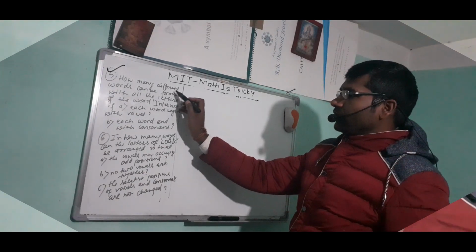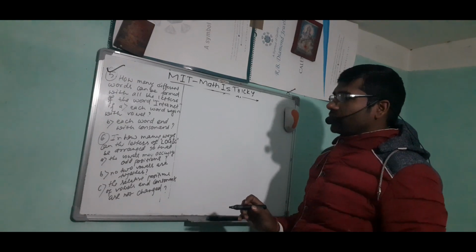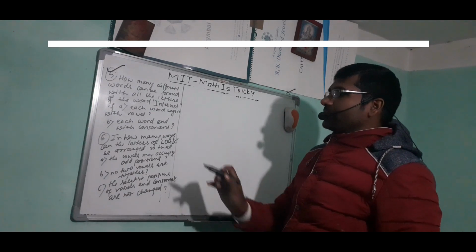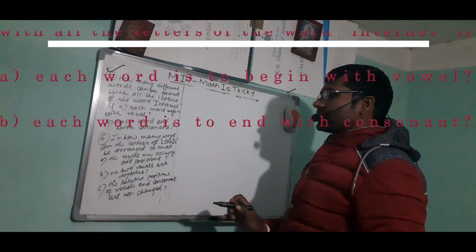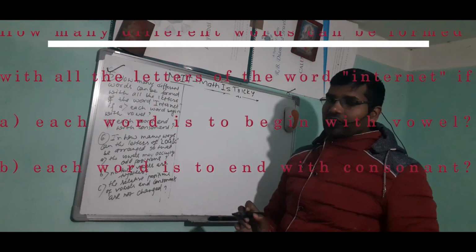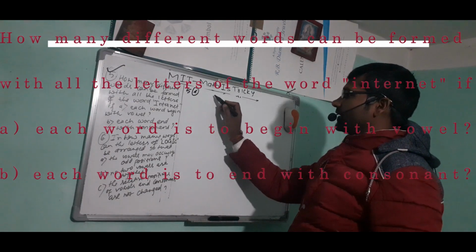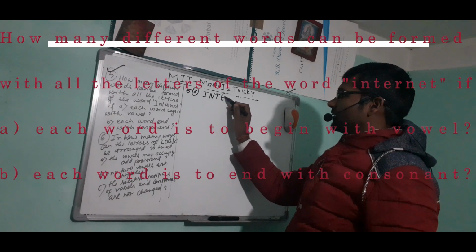How many different words can be formed with all the letters of the word INTERNET if each word begins with a vowel? And the second question is each word ends with a consonant. So the letters are here: INTERNET.